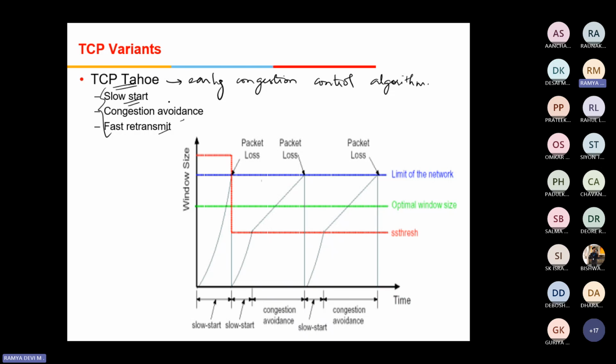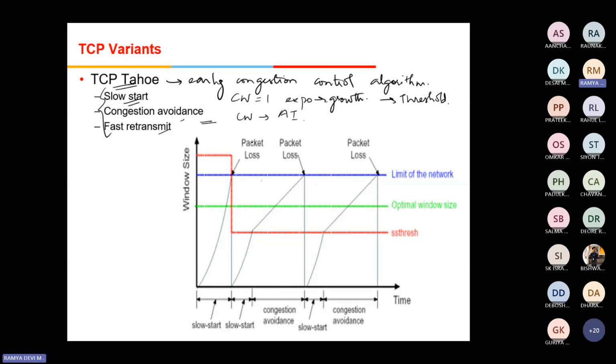So the first one is slow start. A very small congestion window. The congestion window always starts with one. For each and every acknowledgement that it receives, it doubles the size of the congestion window. So exponential growth will be there. The congestion window starts with one and grows exponentially until it reaches a certain threshold. Once it reaches the threshold, it enters into the congestion avoidance state, where the congestion window will be additively increased.